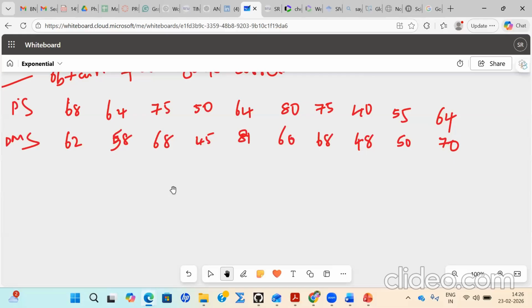Okay, let us see step by step. Now, PS we are taking as X and DMS as Y. So now we are giving ranks for X. Who has the highest marks? 80 is the highest mark, so it gets rank 1. Next highest is 75. Observe carefully, this is very important. 75. Now what rank do I need to allot here?